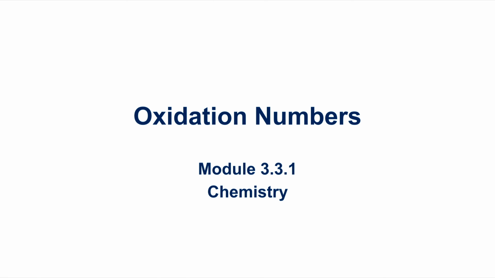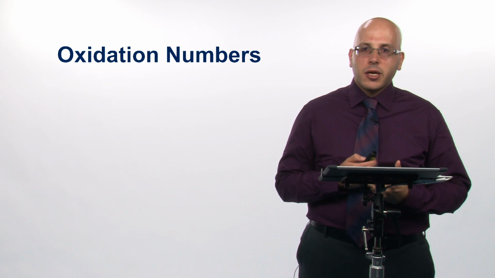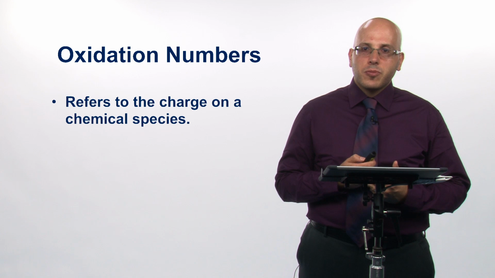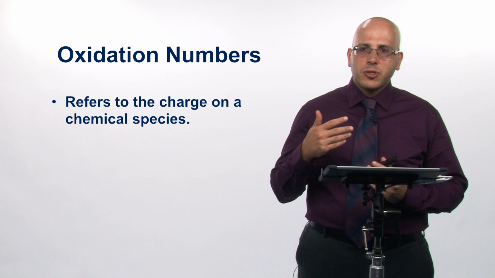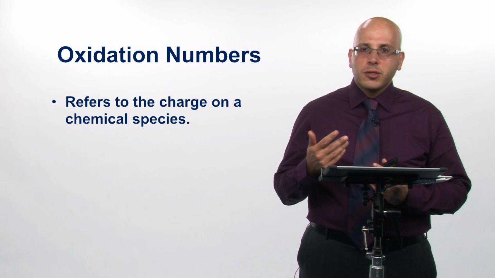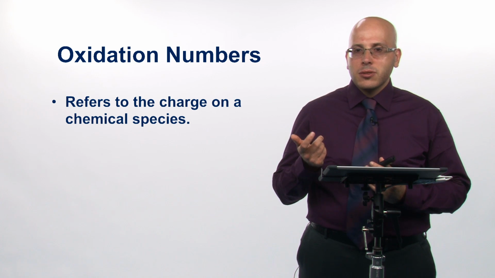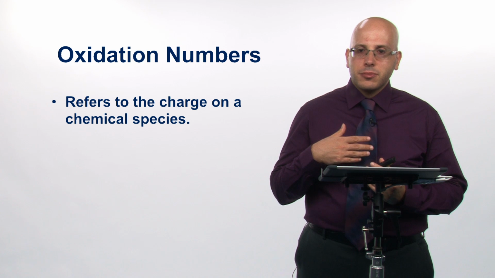All right, now let's talk a little bit about oxidation numbers, which have to do with the charges that are present on different substances. So what exactly is meant by an oxidation number? Well, as I said a second ago, it's really the charge that's present on a chemical species, but we measure oxidation numbers different ways depending on whether things are atoms or ions or polyatomic ions.